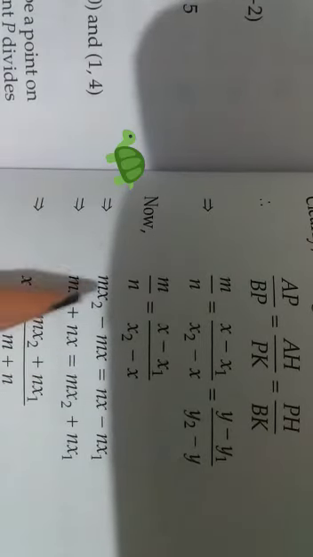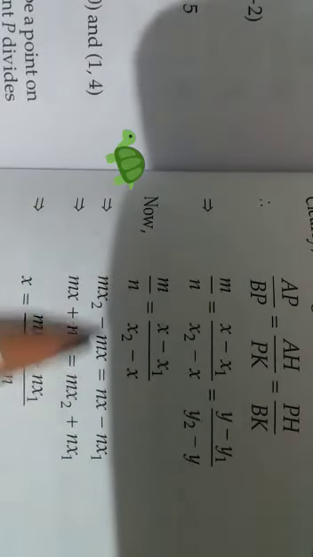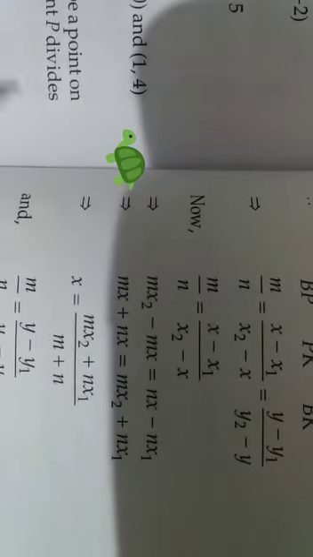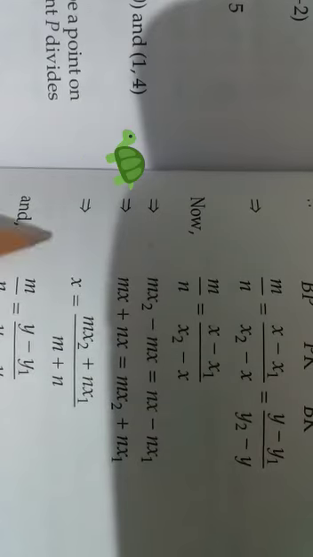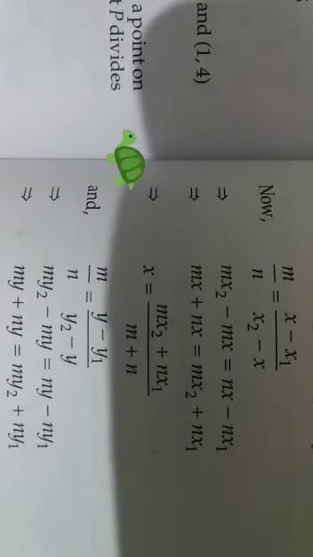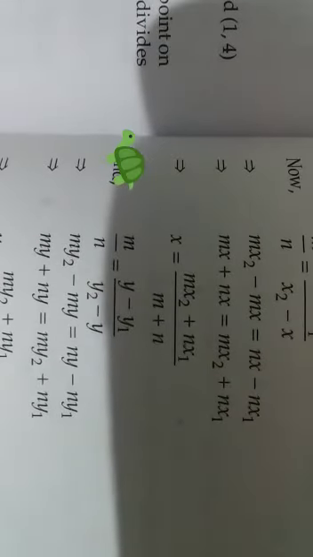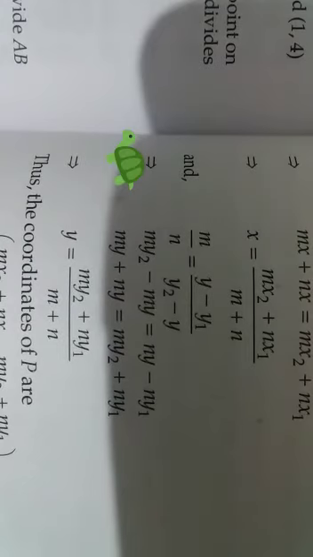So mx2 minus mx is equal to nx minus nx1. Now take the similar terms to one side: mx plus nx is equal to mx2 plus nx1. So x is equal to (mx2 plus nx1) by (m plus n). Similarly, m by n is equal to (y minus y1) by (y2 minus y). After solving, my2 minus my is equal to ny minus ny1. Again taking similar terms, my plus ny is equal to my2 plus ny1. So y is equal to (my2 plus ny1) by (m plus n).